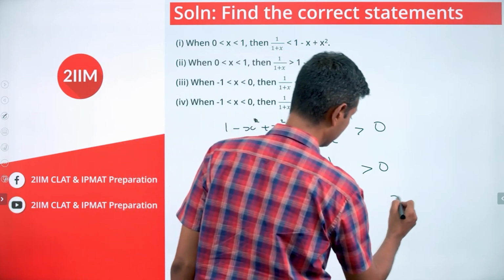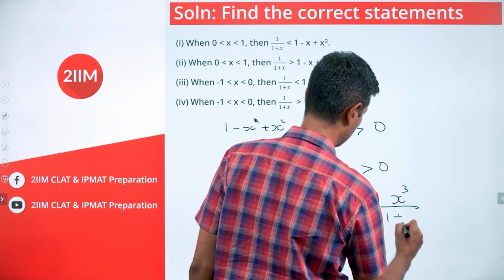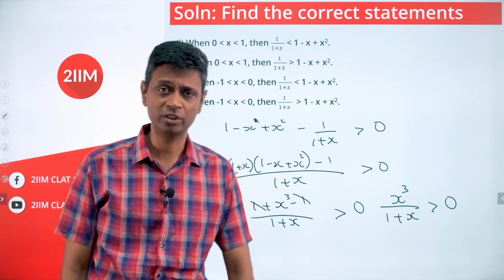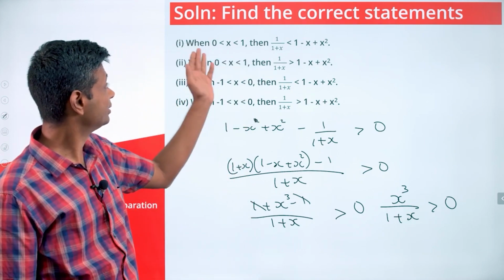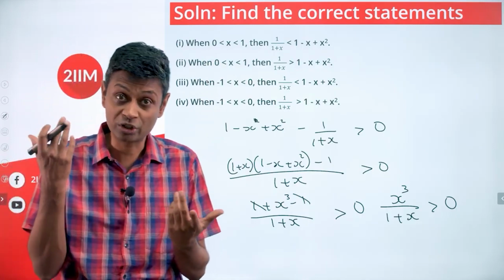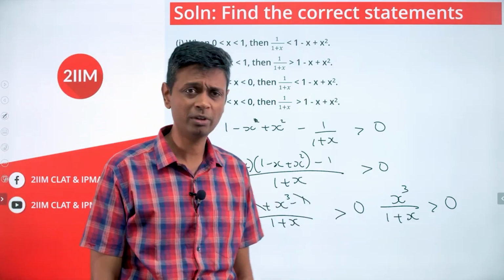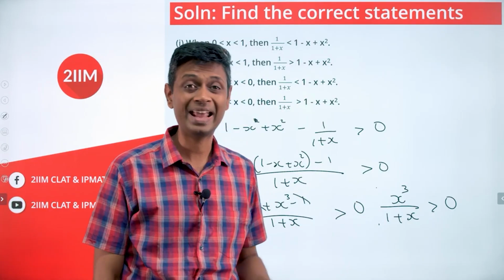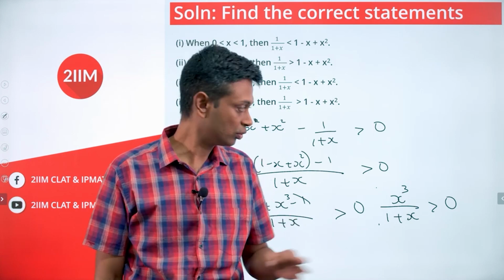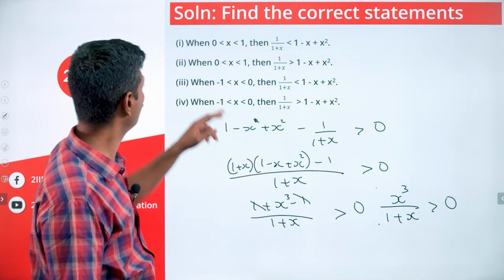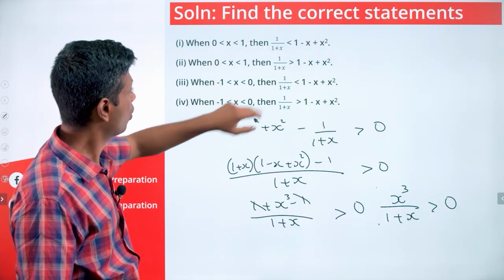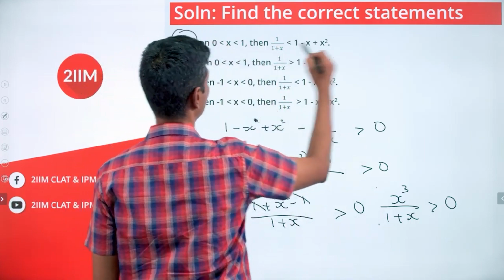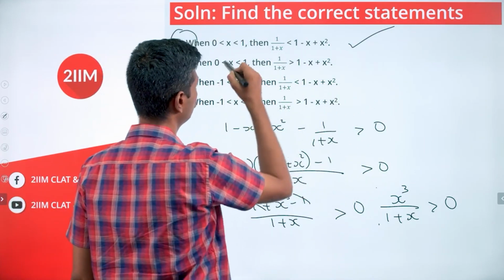Or this effectively is x cube by 1 plus x greater than 0. X cube by 1 plus x, when will it be greater than 0? The ranges we are talking about are 0 to 1 and minus 1 to 0. Think about those ranges. When x is positive, this will be positive, this will be positive. So when x is greater than 0, this will hold good. Or in the range 0 less than x less than 1, 1 minus x plus x square is greater than 1 by 1 plus x. So 1 is correct. But obviously that means 2 is wrong.